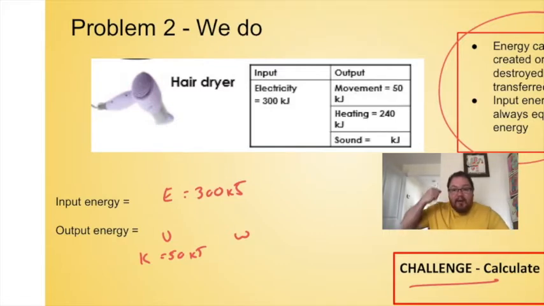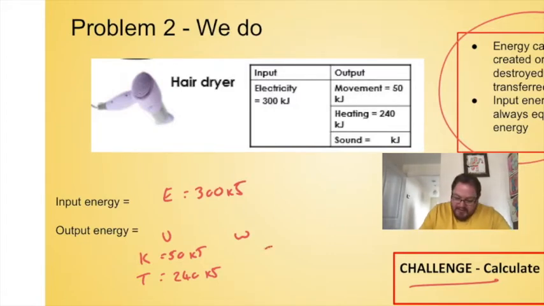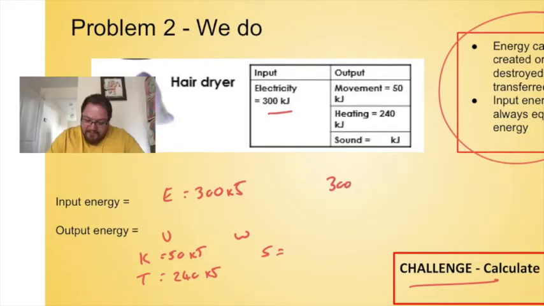And the heating obviously dries your hair. So thermal is 240 kilojoules. That's a useful energy. Sound doesn't really dry your hair, so I'm going to put sound over here. Well, we don't know what it is, but we know that energy before must equal energy after. So my energy before is 300, is going to equal 240 plus 50 plus something.